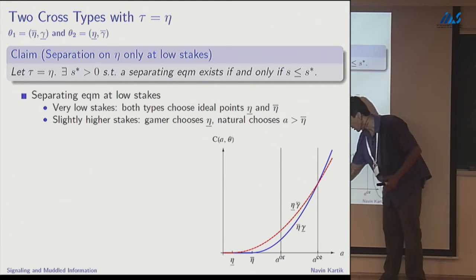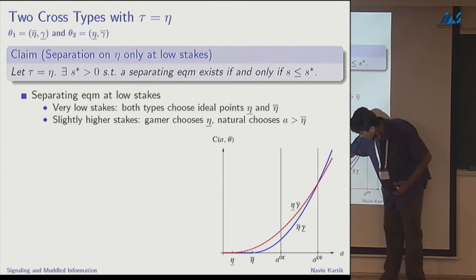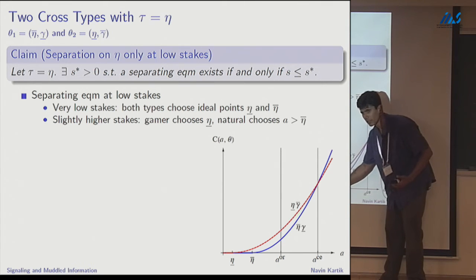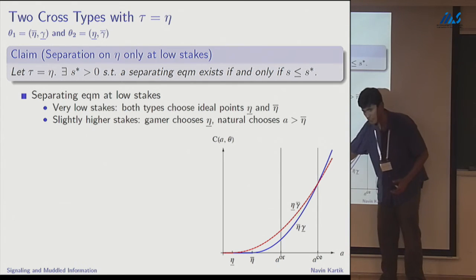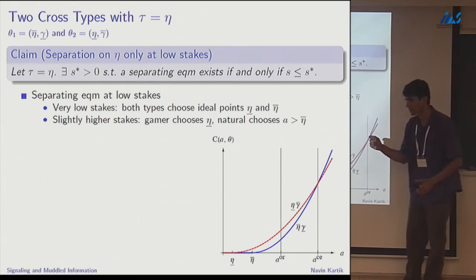The gamer type, the one with the low natural action, will have to incur some discrete cost in order to move its action from its natural action to the other type's. If the stakes are sufficiently small, that's not going to be worth it. So there will be a separating equilibrium. Now we start increasing stakes.